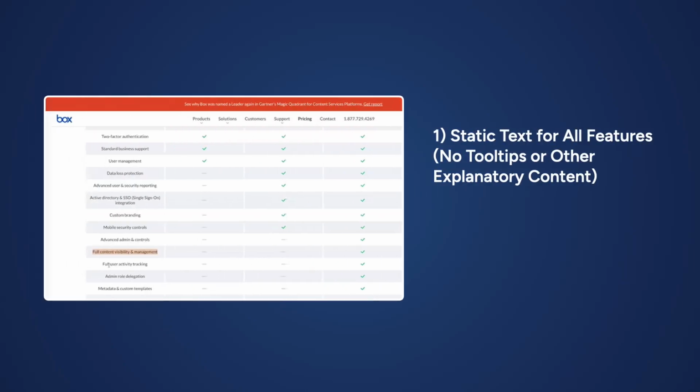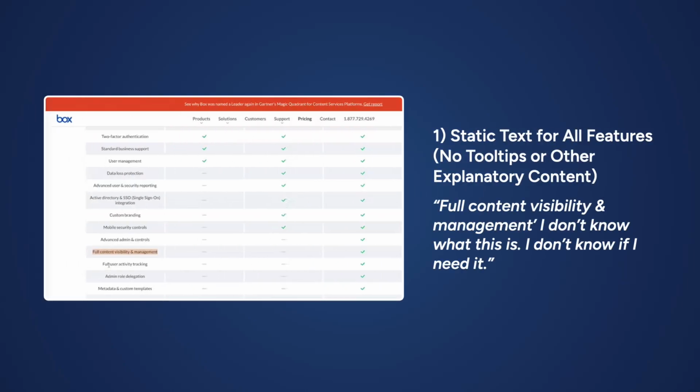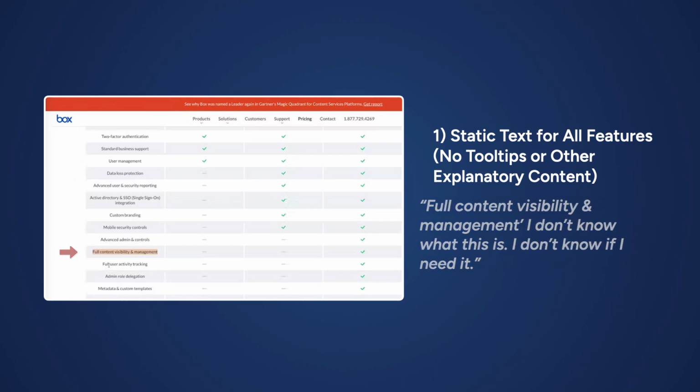The worst approach to listing features on the Plan Matrix page was simply displaying static text with no explanations. For example, a user at Box struggled with an unclear feature and couldn't find a definition. He noted that the term was too general to Google, leaving him uncertain about its meaning.